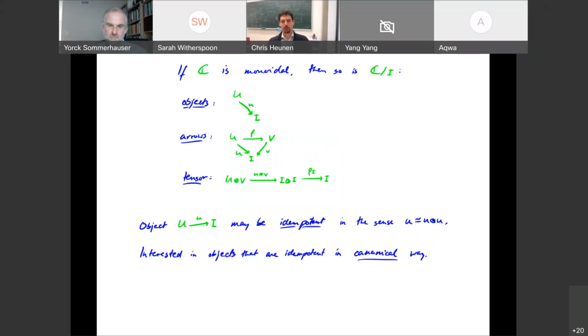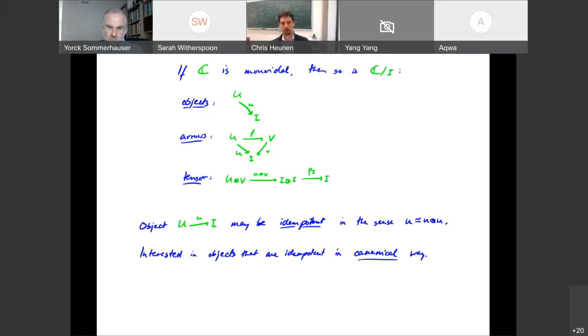All right, so to get us in the mood, if C is a monoidal category, then so is another category that is called the slice category of C over I, or the over category of C over I. What is that? Well, the objects of this slice category are maps into the tensor unit of the old category. So I'll typically write them the domain of this map big U, the object big U, and a map little u from big U to the tensor unit, to I. So these are the objects of the new category.